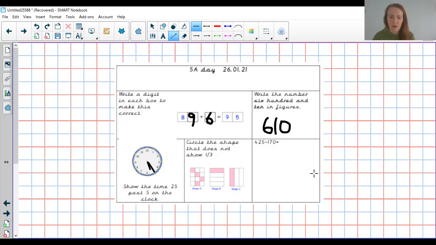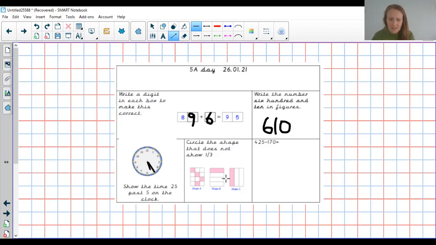Now we've done a little bit of work on fractions in class. 1/3 means 3 parts, 1 part coloured in. 3 parts, 1 part coloured in. So straight away I can see this one, 3 parts and 1 part is coloured in. If I look at this first one, 2, 3, 4, 5, 6, 7, 8, 9, 10. There's 12 parts there and there are 4 coloured in. So if I count my 3 times table, 3, 6, 9, 12, that's 4. So that is showing 1/3.